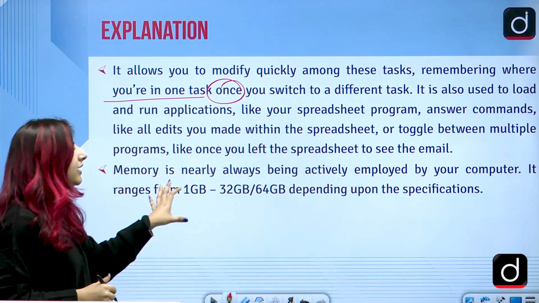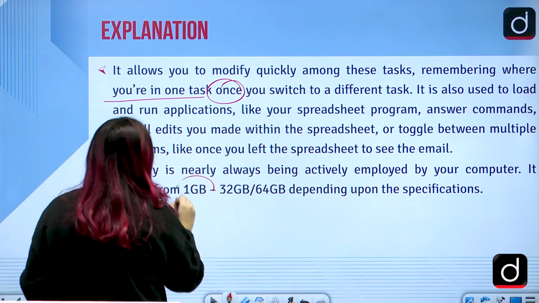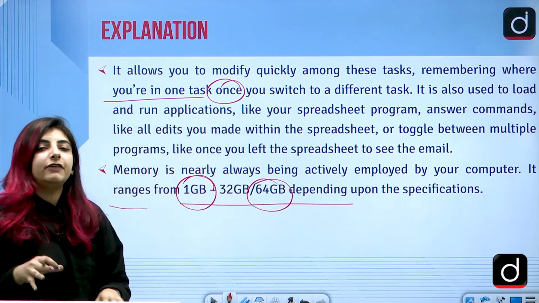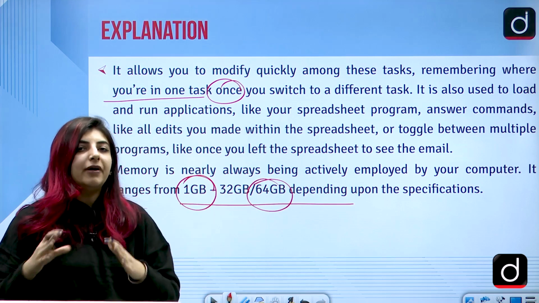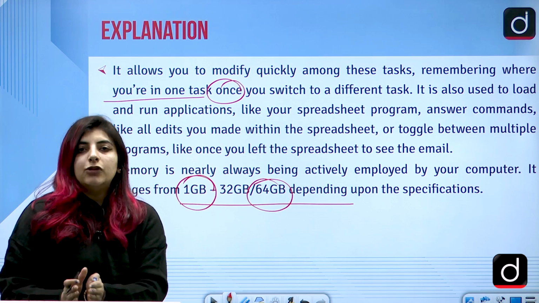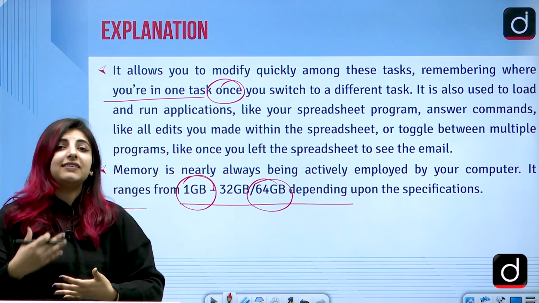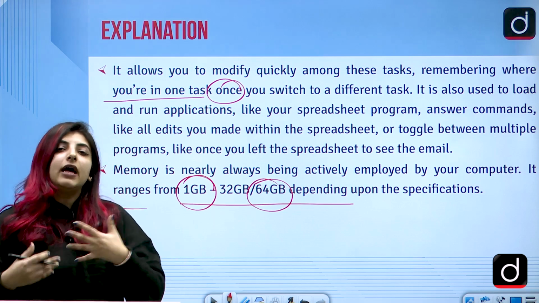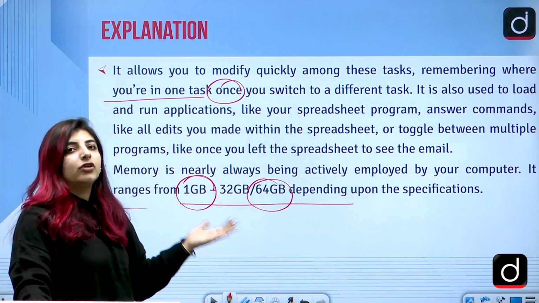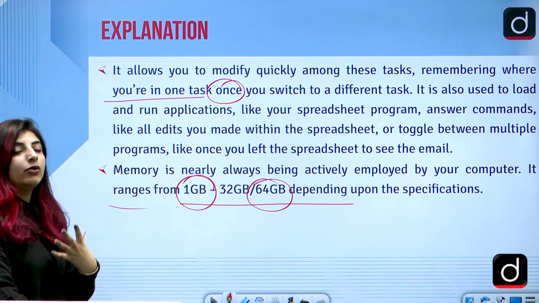Correct? Memory is nearly always being actively employed by your computer, and it ranges from 1 GB to 64 GB depending on the specification. So whatever computer, laptop, desktop, etc. you have, it has its particular specifications which are related to it. So if you want the RAM to be extra, you'll have to get it installed by some other person, right? The computer technician. So basically, it also depends on the computer's specifications when it comes to getting the RAM externally.